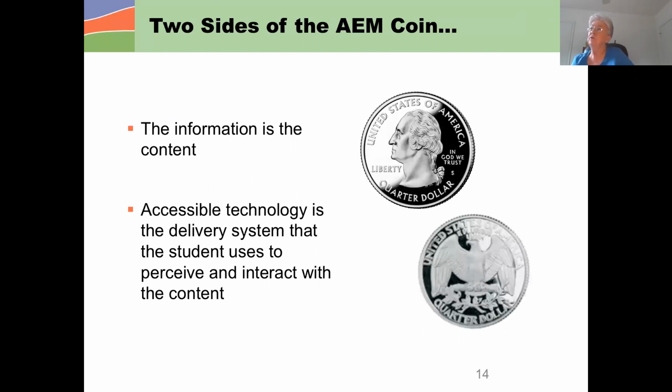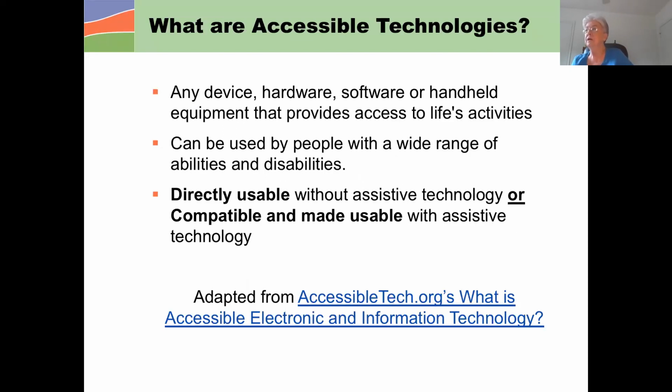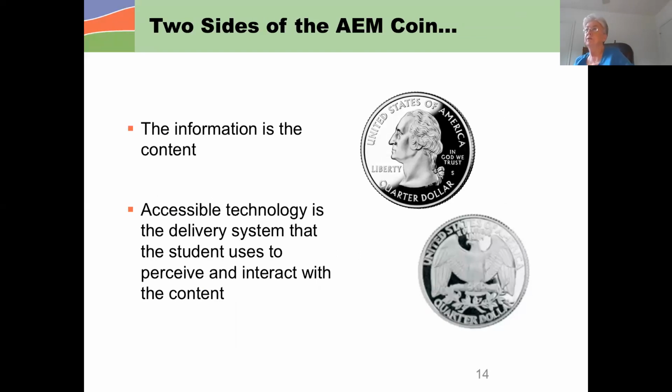The two sides of the AIM coin: on one side, the information is the content. On the other side, accessible technology is the delivery system that students or anyone uses to perceive and interact with the content. So we have to look at both sides of the coin when we're considering this.